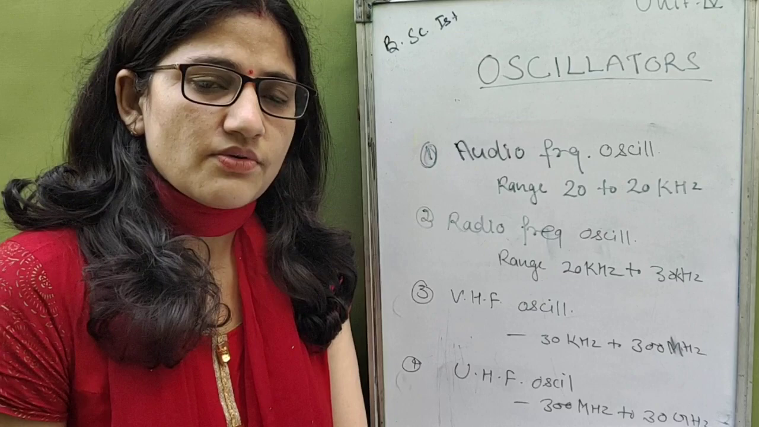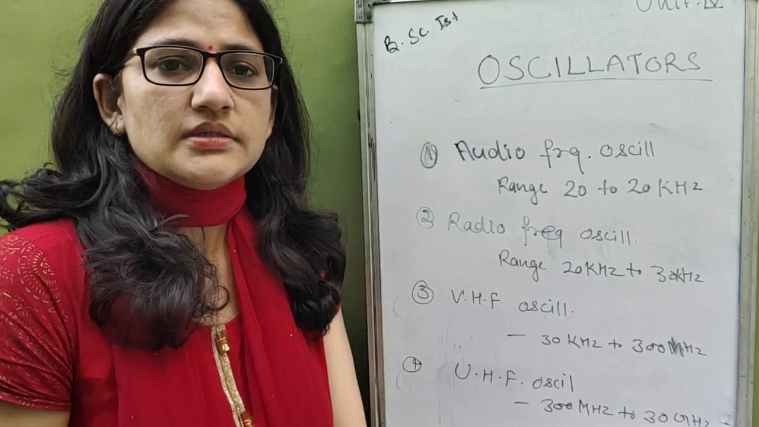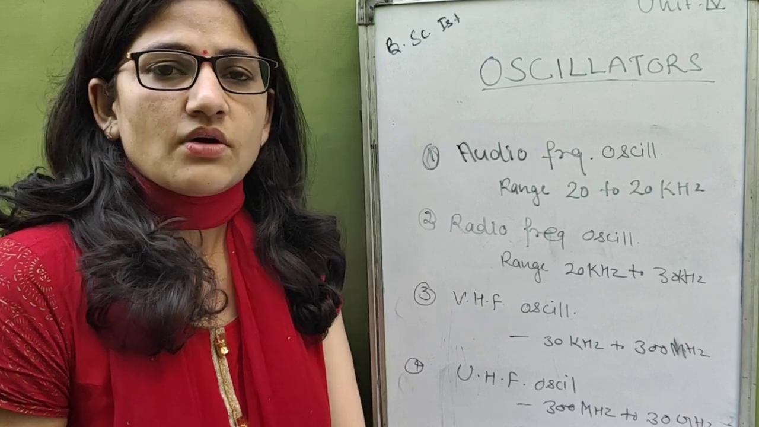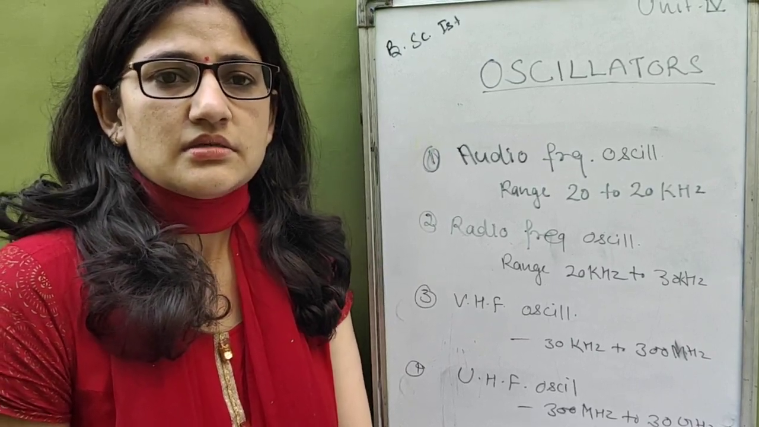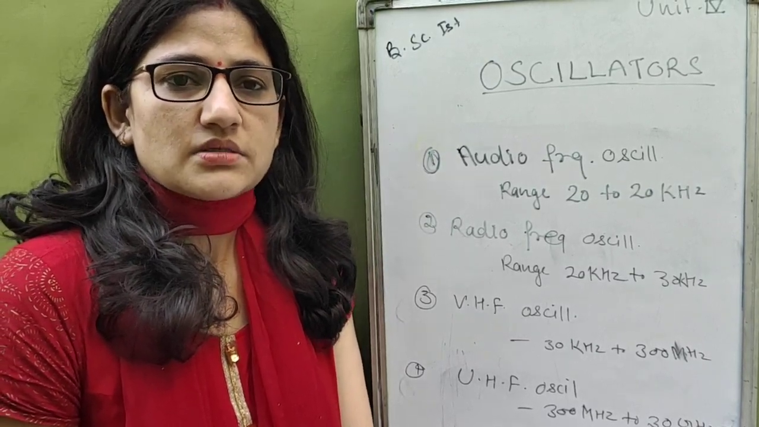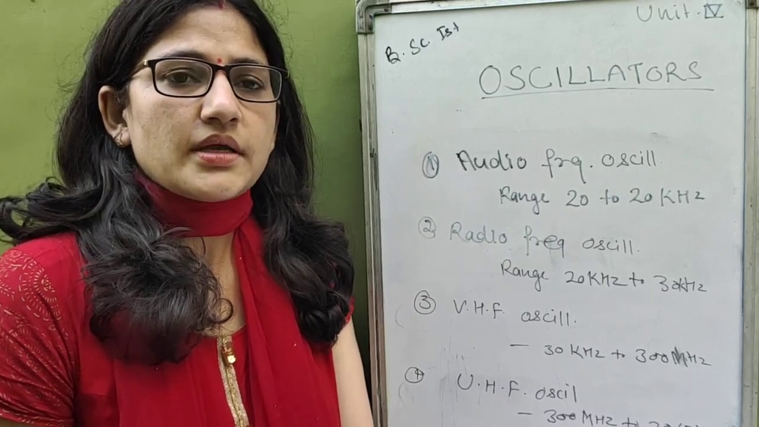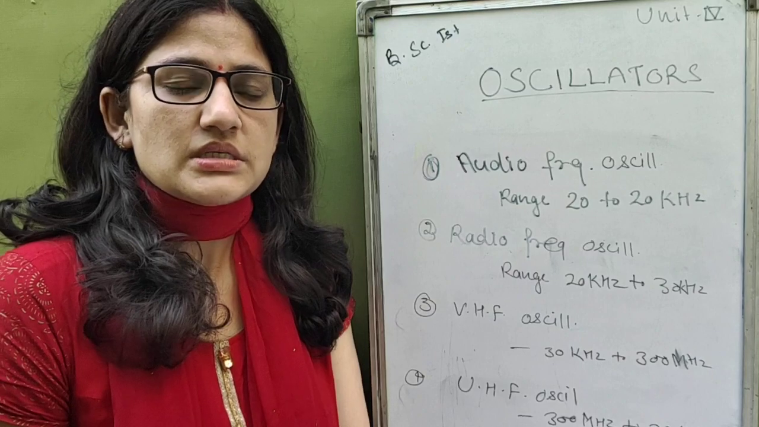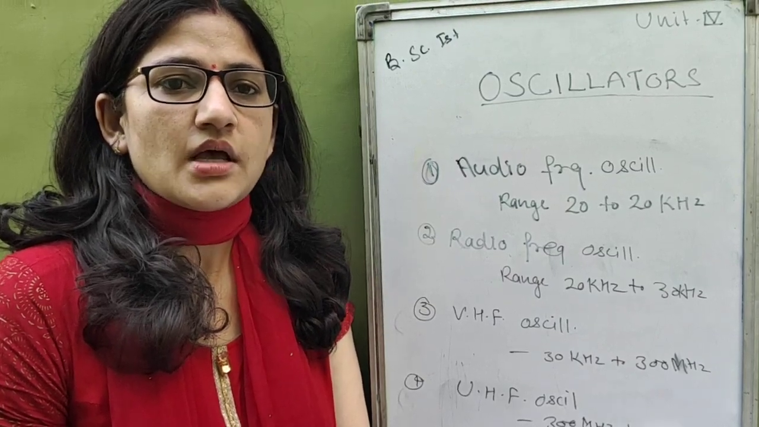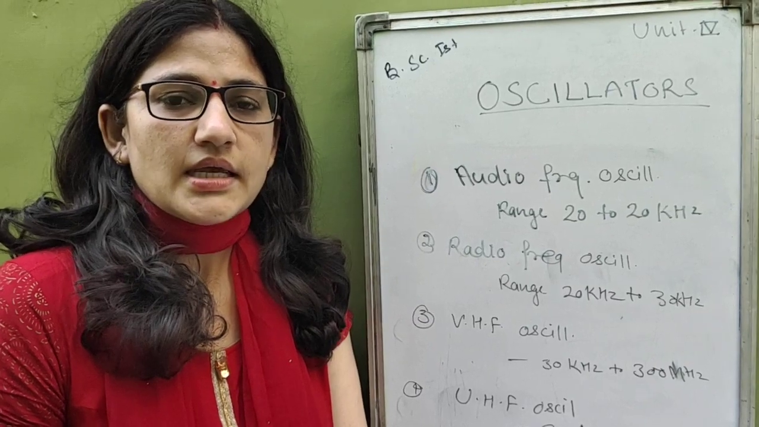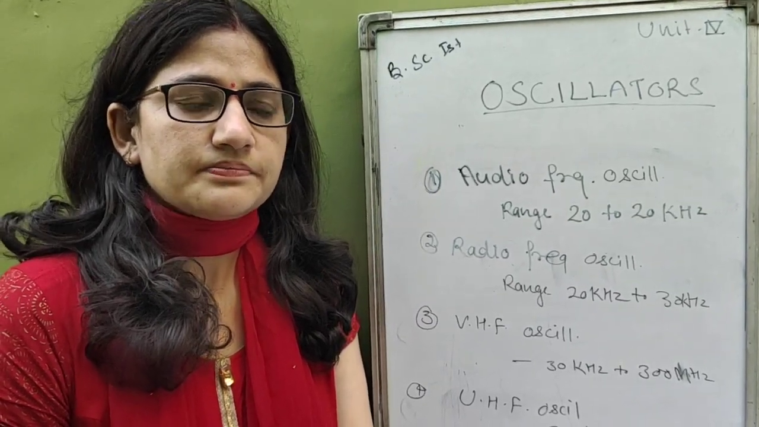So in the case of oscillators, we are interested in undamped oscillations, or we can say that oscillators are devices which convert DC power supply into AC power supply without supplying any input signal. That is the basic feature of oscillators. Or in short, we can say that oscillators are AC signal generators.